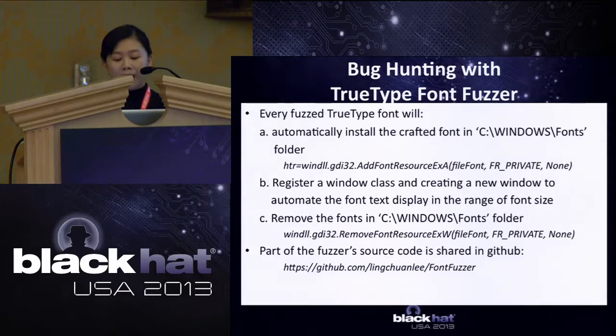To sum up the overall process of the fuzzer, there are three important steps. First, the font fuzzer will automate the installation of the crafted font in the C:\Windows\Fonts folder. Secondly, the fuzzer registers a window class and creates a new window to display the font text. Lastly, it will uninstall the font from the C:\Windows\Fonts folder.